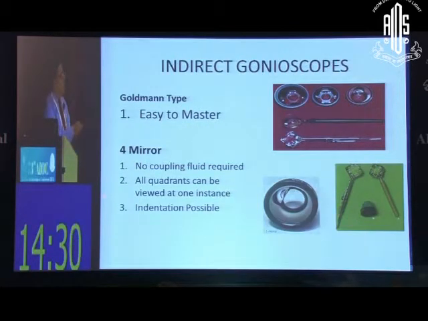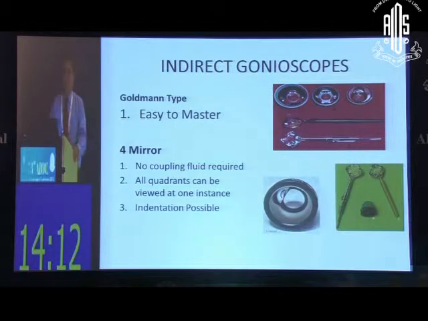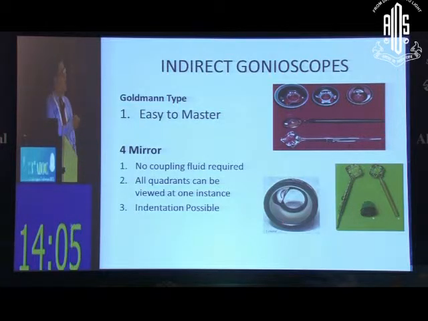the advantage is that no coupling fluid is required, so it's less messy, nothing dripping down the side. All quadrants can be viewed on one instance, like this picture is showing you. You can see all the 4 mirrors at one go without rotating the lens. And the main advantage is knowing how common ACG is in India. This is the gonioscope that is used for indentation. Usually you cannot indent with the Goldman type. So with this indentation, you can actually see whether the angle is opening up to some extent.